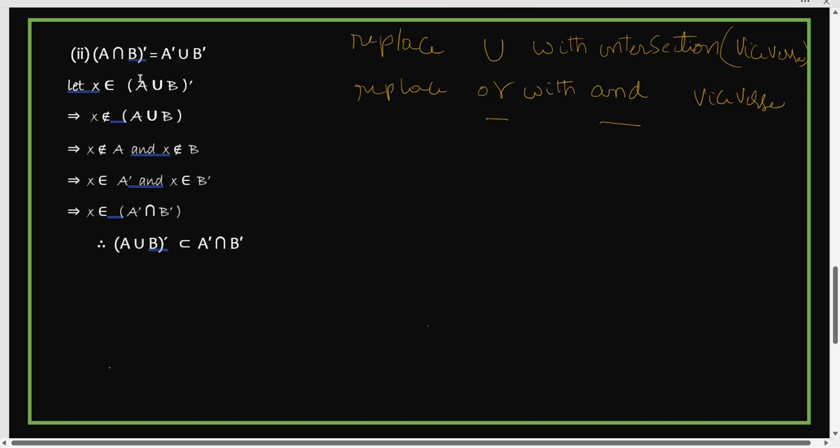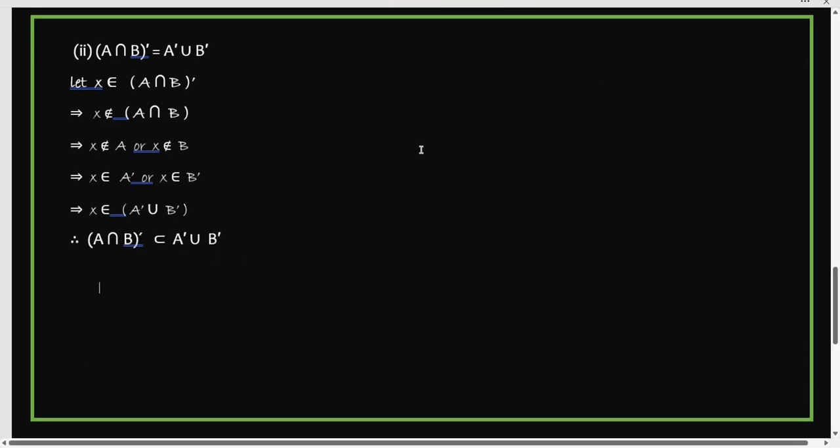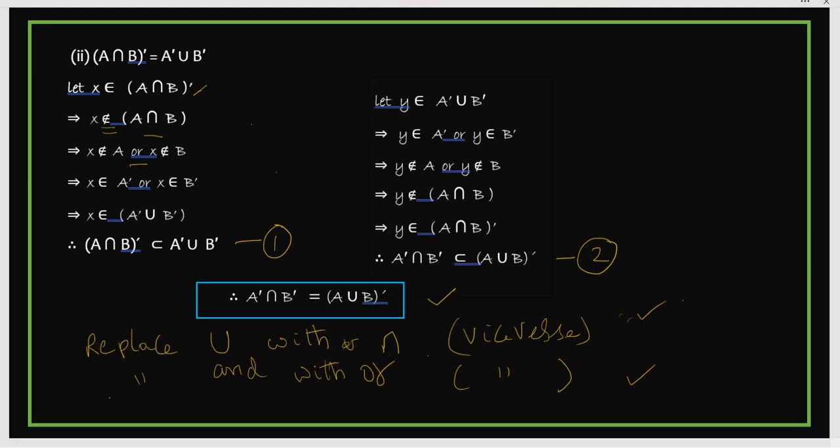We have proved this intersection. Here I copied the first law's solution. Wherever union is there, replace it with intersection, and or with and, and intersection with union. I am showing only the proof of first set to second set. The other one, proving the second set as a subset of the first set, you can do on your own. It's a simple one. In the next video, I want to discuss miscellaneous exercise problems.